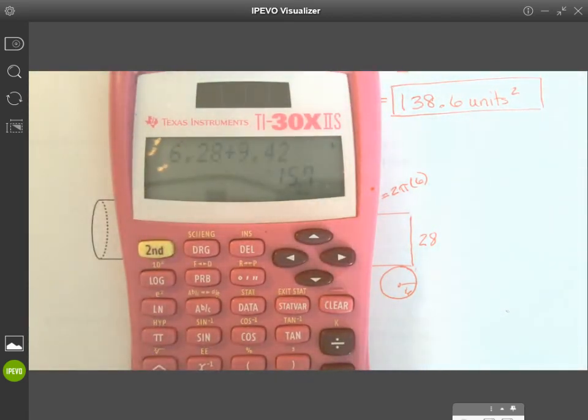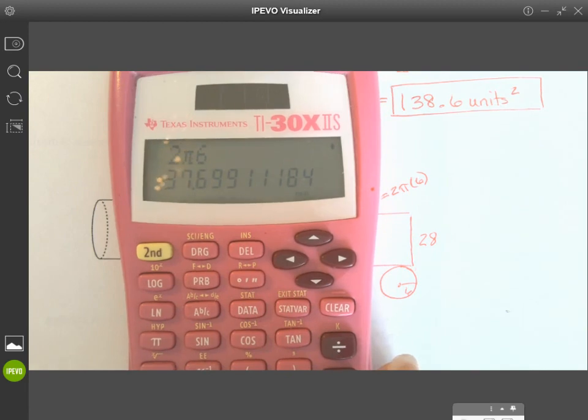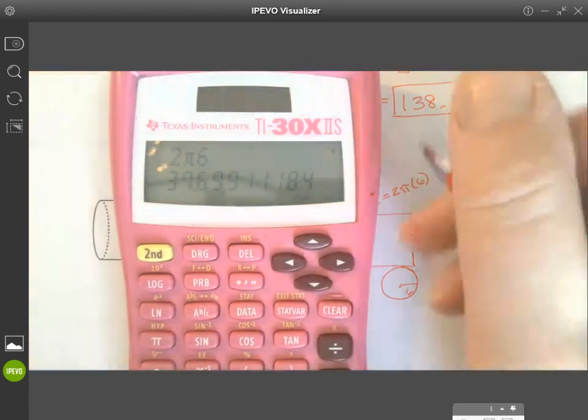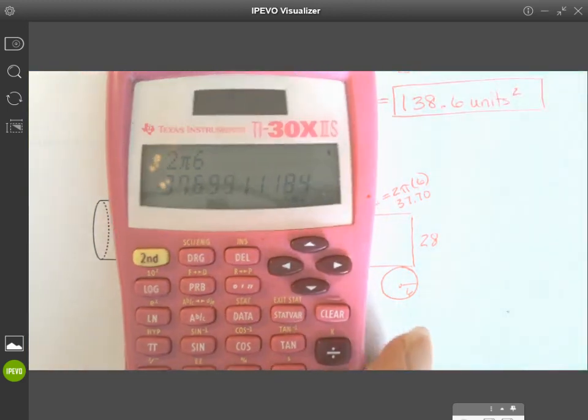2, I'm going to use my pi key. 2 pi 6. Now, I get this 37.699. So if I went nearest hundredth, the 9's going to roll it over, so it's going to be 37.7. Okay, now I can find that.